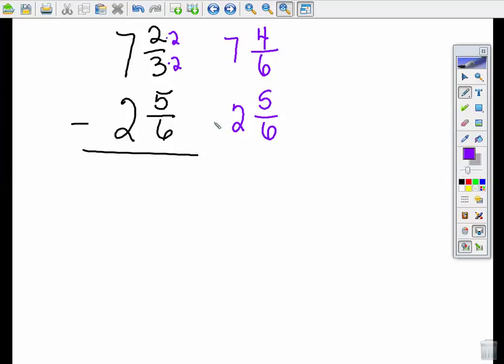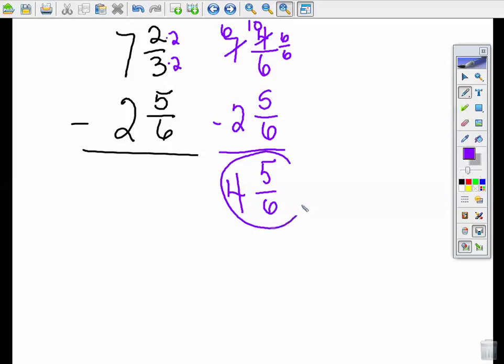And then when I go to subtract, I can see that again, I cannot do 4 minus 5. And so I cross out the 7 and make it a 6. And then here, I'm going to add 6 over 6 to 4 over 6, which will make that 10. And the reason is because I took 1 from here, and I added it over here, and so I made it into a fraction by making it 6 over 6, because that's my denominator. Now, 10 minus 5 is 5, 6 stays the same, and 6 minus 2 is 4. And that does not need to be simplified, so I'm going to circle it.